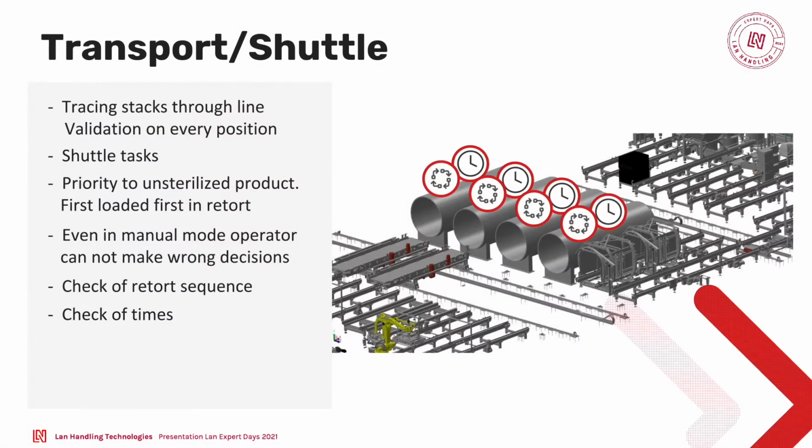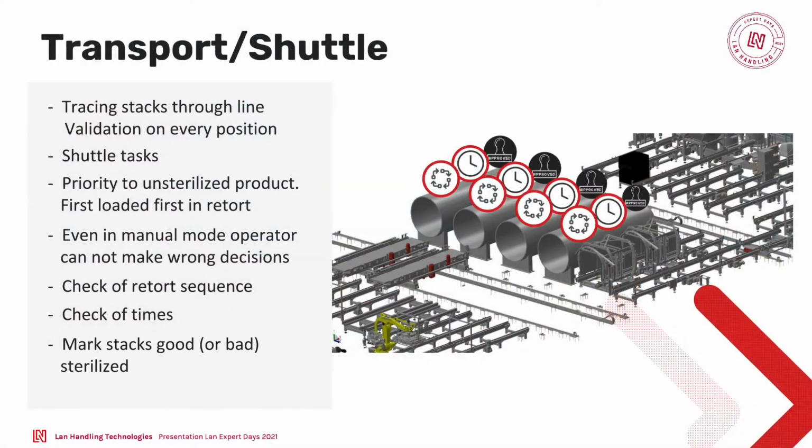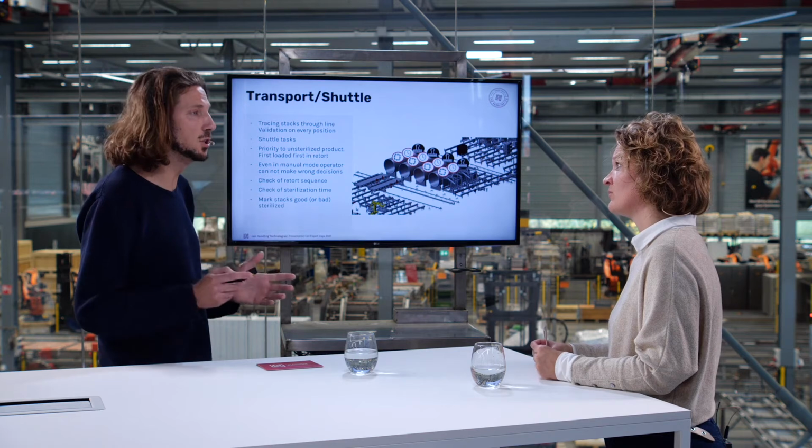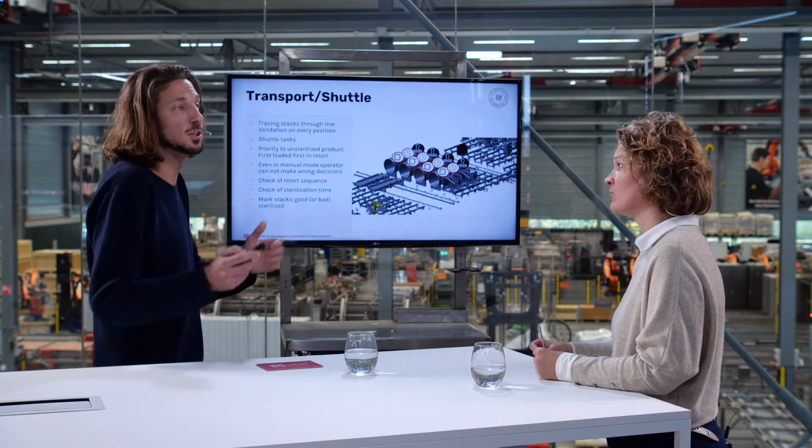The next is that we also check the times. So we check the loading time and the end time and see if that time was long enough. So if the signal was given 5 minutes after closing the door, we say, well, this is not correct. It needs to be a minimum of, for example, half an hour or an hour, depending on the product. And of course, at the end, we get a signal from the retort supplier that the product is good or bad, and we mark that in our data system as well. So we see inside the system at every position if the stacks were processed in a good way.